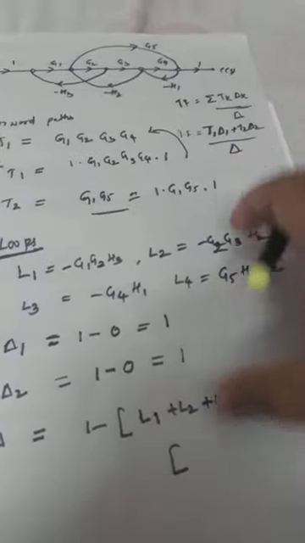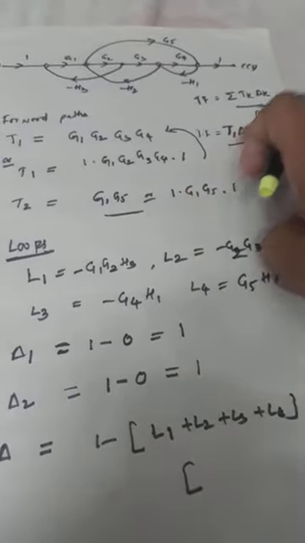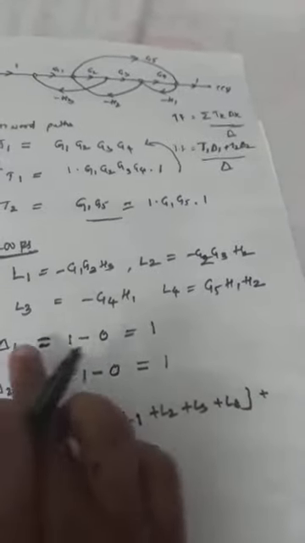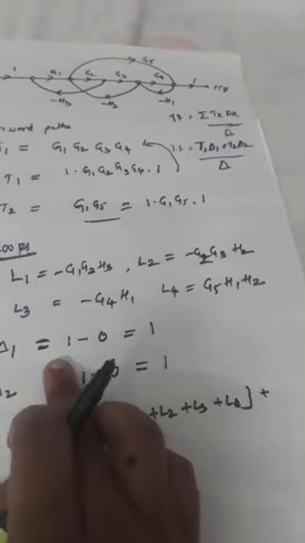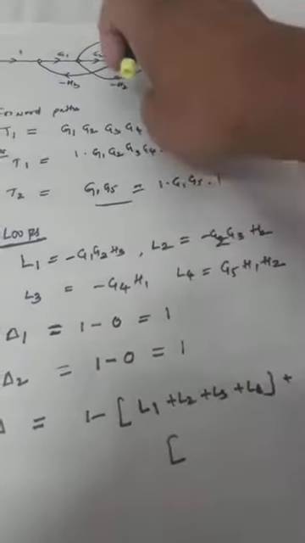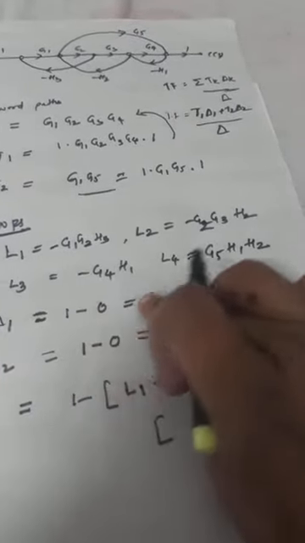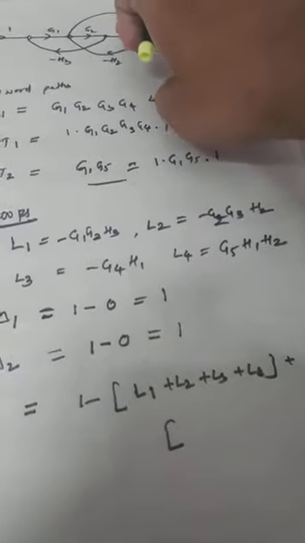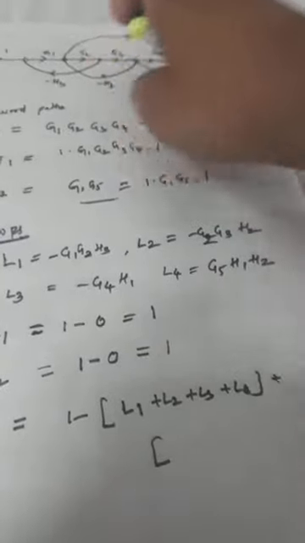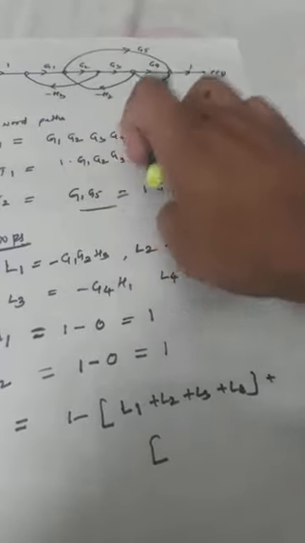After finding the loops, if the number of forward paths is 2, we get two deltas, delta 1 and delta 2. First we'll find delta 1. Delta 1 is equal to 1 minus any loop which is not touching the first forward path. Check for any loop which is not touching the first forward path. All the loops are touching the first forward path, because the first forward path is g1 g2 g3 g4.